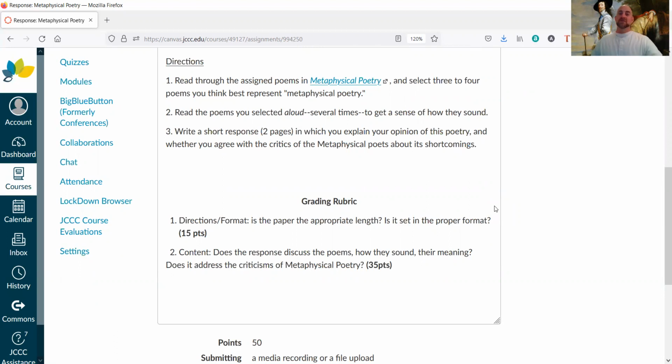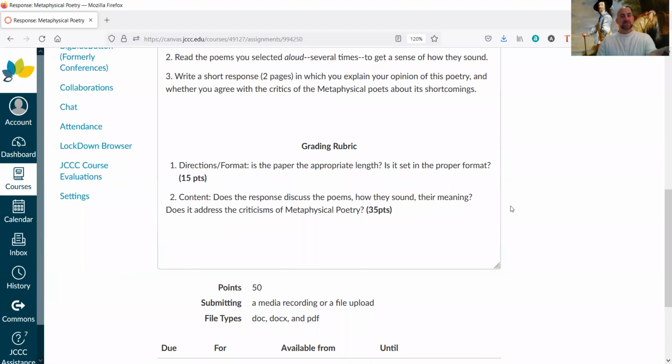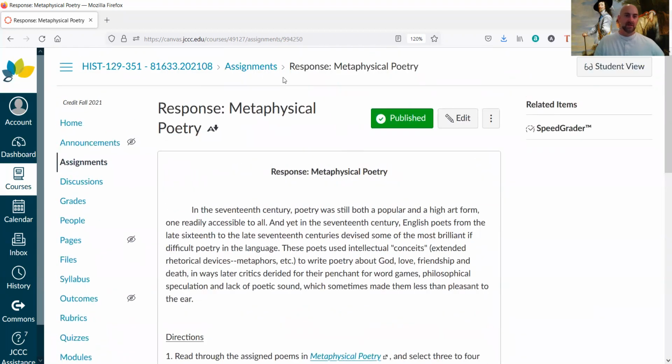And then particularly, do you agree with the critics of these poets? Because I'll talk about some of this stuff in one of my lectures on Baroque culture, because this is what the Baroque is: broad poems that talk about these philosophical and theological concepts. Is this real poetry? It's kind of interesting, just to get a sense of what people are doing in this time frame. Directions and format, the grading rubric is much simpler. Follow the format, and discuss the poems, their sound, their meaning, and address criticisms of metaphysical poetry. A little easier in terms of how I grade it. It's 50 points rather than 100.